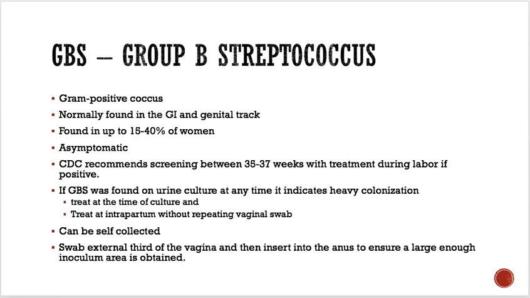It's a Q-tip swab. And then they swirl it into the third of the vagina and then insert it into the anus just to make sure that they get a large enough inoculation, because remember, it comes from the GI and the vagina. So vagina first, then into the anus, and then you're done. So that's how you collect the GBS. And hopefully you all have had an opportunity or will have an opportunity to collect that sometime this semester.